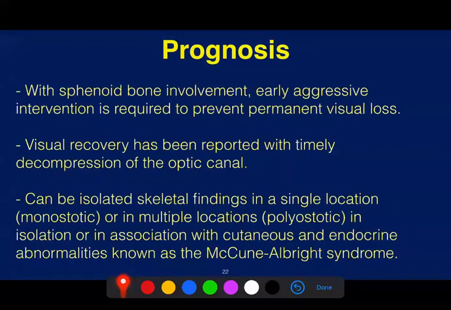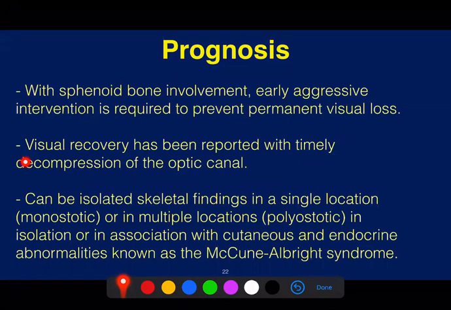The most commonly affected bone in the orbit is frontal. However, if the sphenoid bone is involved, you need to closely follow the patient because it can cause visual loss. Regarding transcranial decompression, there are several reports of visual recovery after that procedure.